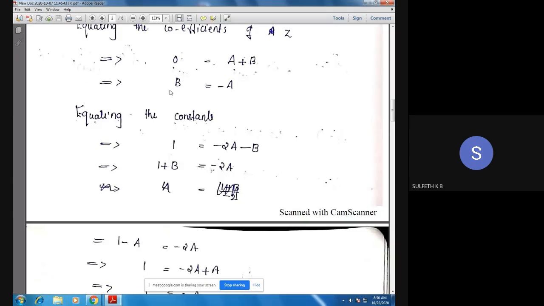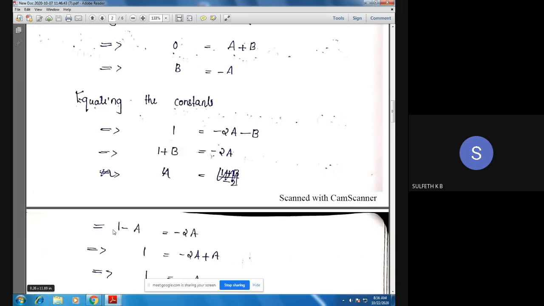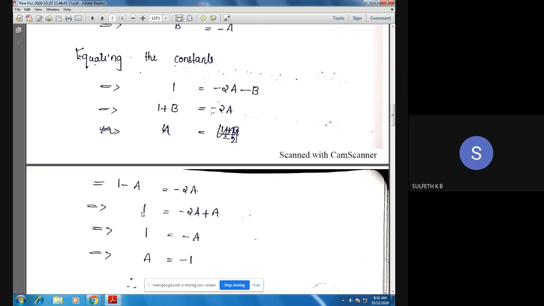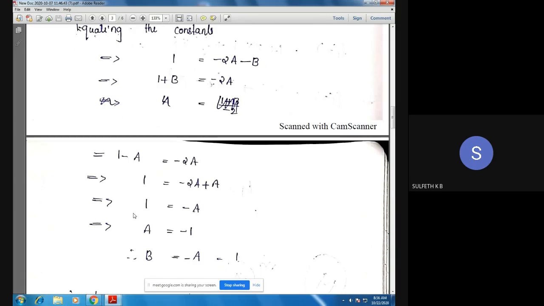Here we have B equal to minus A. Replacing B by minus A, we get 1 minus A equal to minus 2A, which implies 1 is equal to minus 2A plus A, which implies 1 is equal to minus A. The value of minus A equal to 1. Therefore, the value of A equal to minus 1. Right?